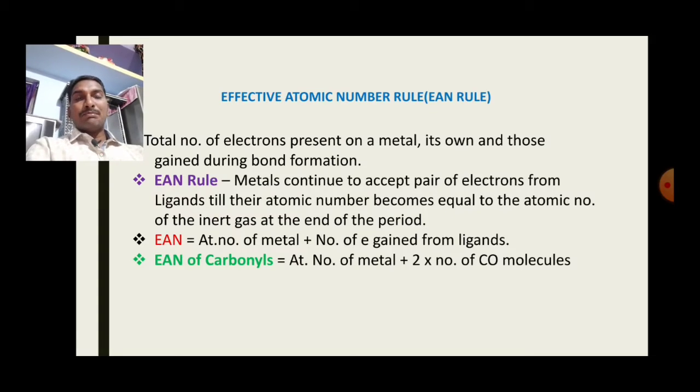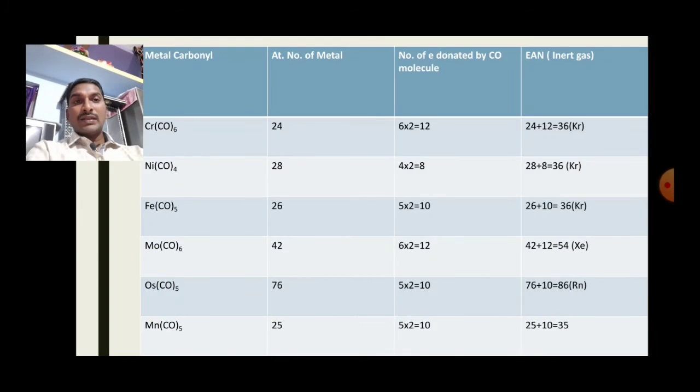That is, the metal continues to accept the lone pair of electrons from the carbon monoxide ligands until its atomic number becomes equal to the atomic number of the next inert gas. The EAN is equal to the atomic number of the metal plus the number of electrons gained from the ligands. Or simply, the EAN is equal to the atomic number of the metal plus 2 times the number of carbon monoxide molecules. So various examples can be discussed.